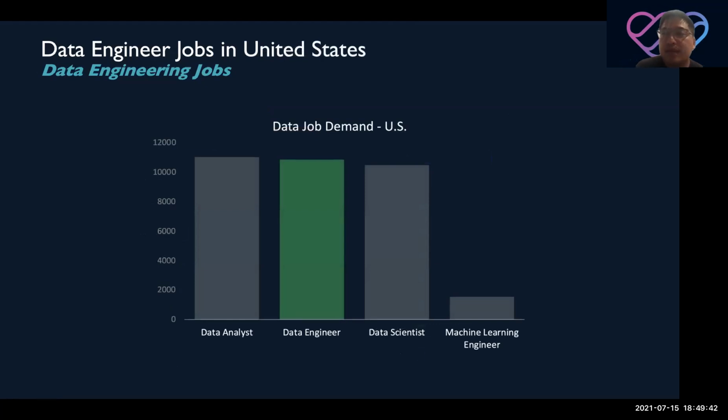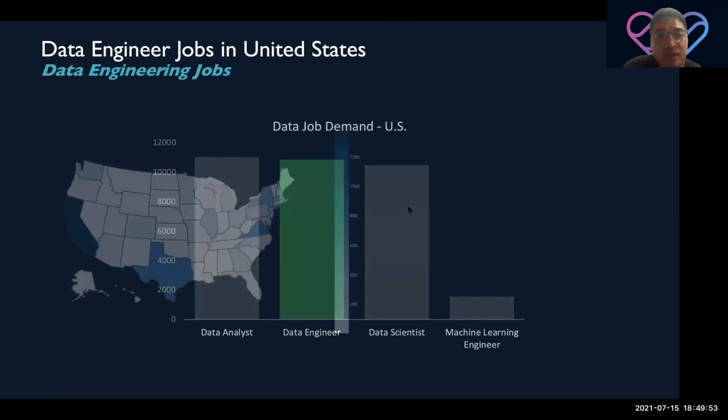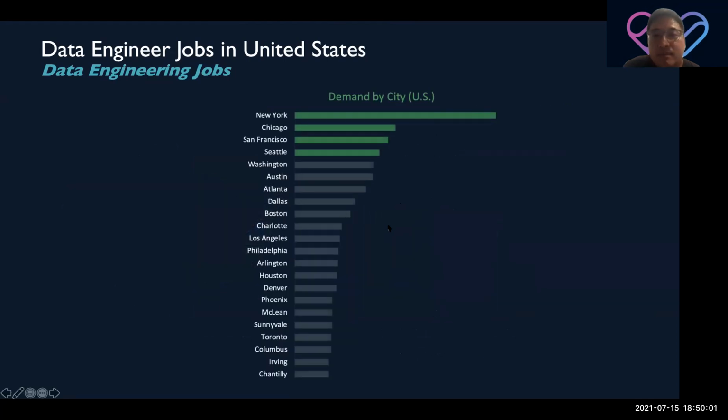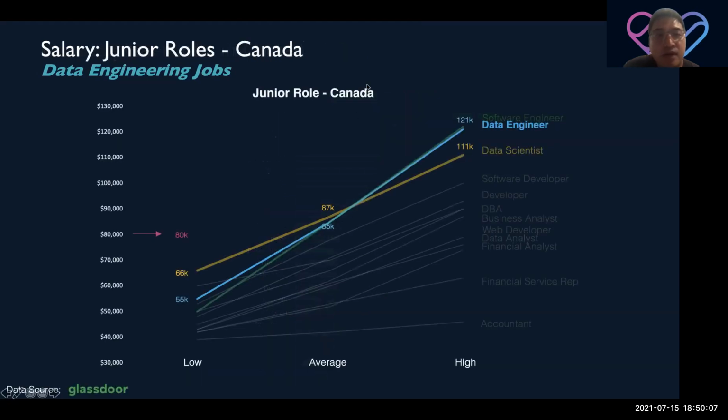This is the distribution in the US market. As you can see, there is more demand for data analysts and data scientists in the US, but data engineering is trending pretty well as well. Some of the cities or states are California and New York. These are just a breakdown by city, but this will change over time. This is just a snapshot.